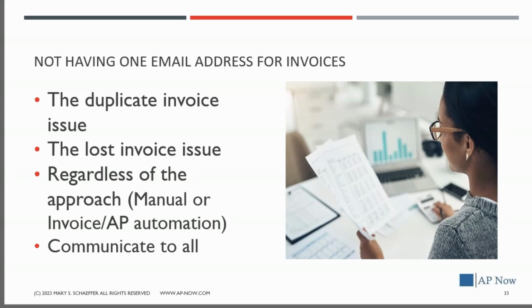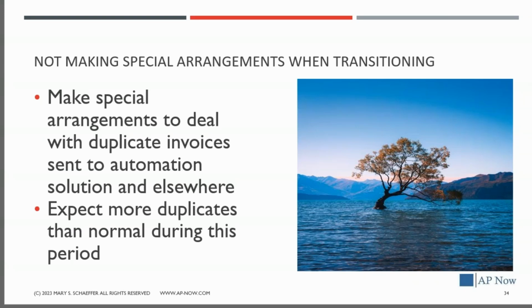Okay, so you want to set up this one email address, and I'm sure most of you have already done this, and make sure everybody is directed to send invoices there. Okay, now you can expect as you're transitioning, and this is true, by the way, whether you're going to an automation solution, whether you're going to a new ERP system, or even an ERP upgrade, that in that transition period, you want to make special arrangements to deal with duplicate invoices, because more of them are going to slip through than would slip through during normal times, and you're going to have more duplicate payments. Okay, it's just a fact of life.